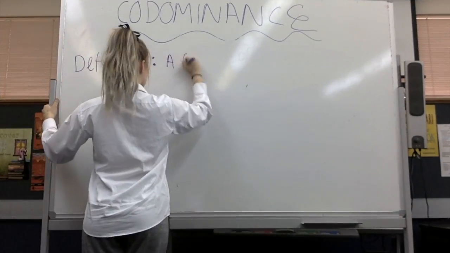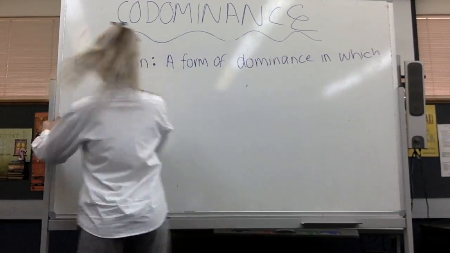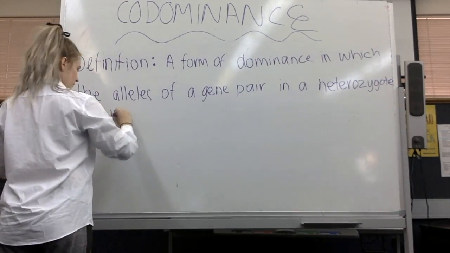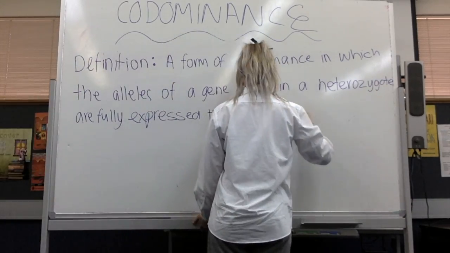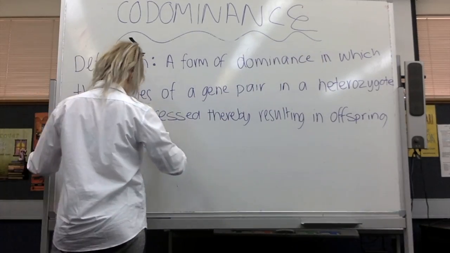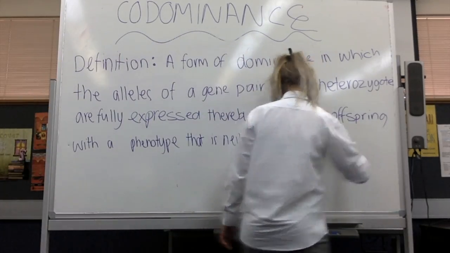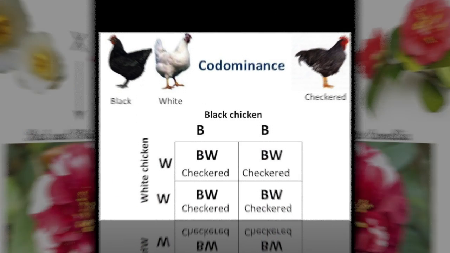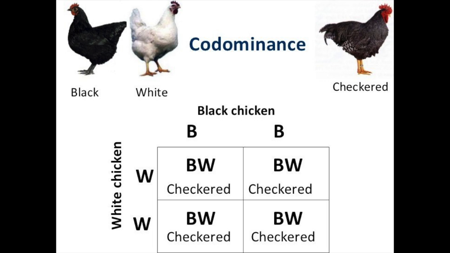The first case being codominance, which is a form of dominance wherein the alleles of a gene pair in a heterozygote are fully expressed. This results in the offspring with a phenotype that is neither dominant nor recessive. An example of codominance is shown in the cross-pollination of a white and red camellia flower to give a red and white mixed camellia, and also between white and black chickens to create a checkered one.